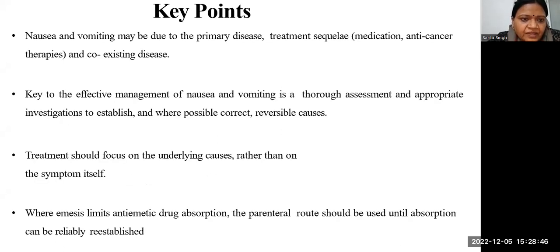Next, what are the key points? Nausea and vomiting may be due to the primary disease, secondaries, drug induced, or due to chemotherapy. So it should be treated as early as possible. Symptoms should be relieved, and in palliative care our goal is to relieve the symptoms. The key to effective management of nausea and vomiting is a thorough assessment and appropriate investigation of the gravity of the patient's vomiting.